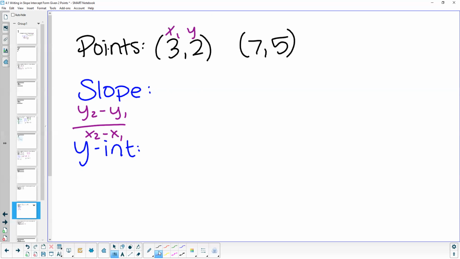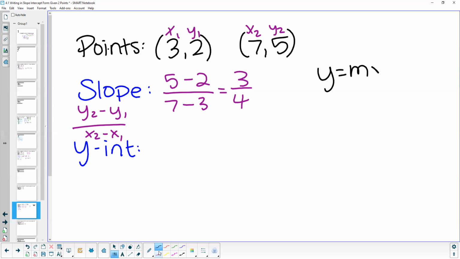We've got x1, y1, x2, y2. We can go through and calculate this here by doing 5 minus 2 over 7 minus 3. And this ends up giving us 3 over 4. So our slope is 3/4. Fantastic. Now to find our y-intercept, we're actually going to use this idea of y equals mx plus b, and we can solve for our b value straight from this. So we know what our slope is, right? So we can write this as y equals our slope of 3/4 x plus our b.